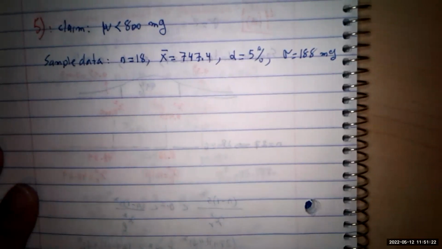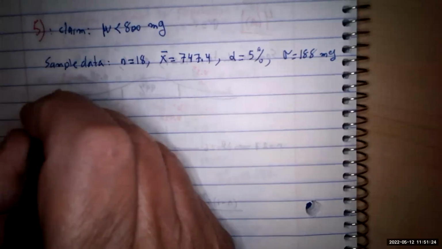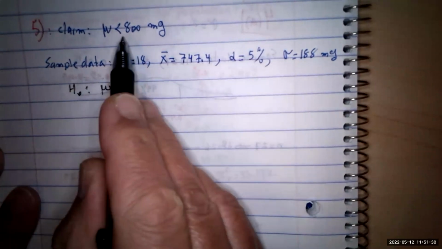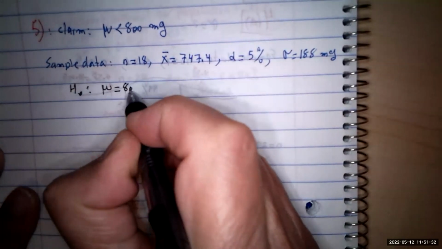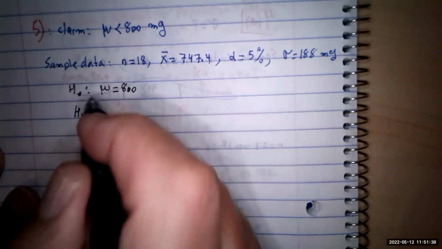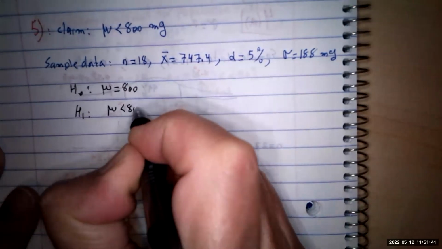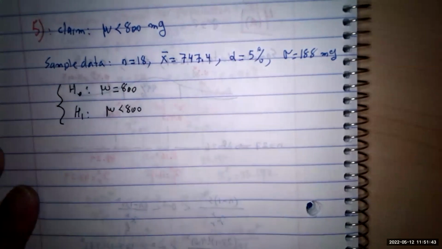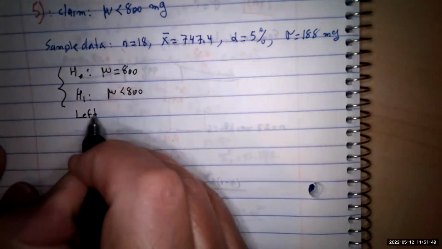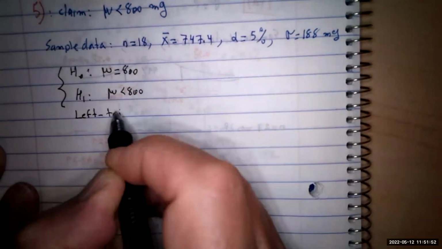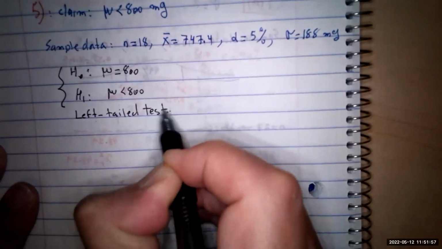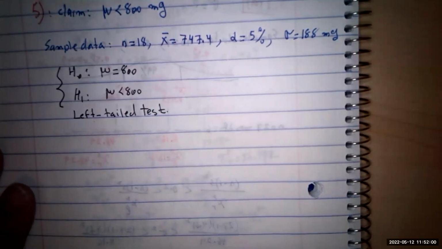You're now setting up the test. Step 1, H naught. H naught is always an equality: mu is equal to that specific number, 800. H1, the alternative that we want to check, is mu less than 800. Since it's a less than, it's a left tail test. Left would be useful when you want to find the probability, the p-value. That is step 1. Any question?